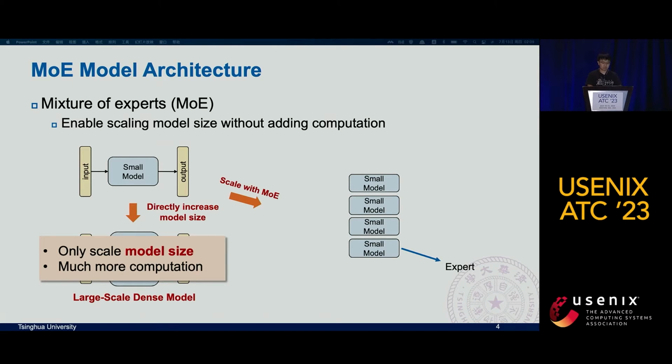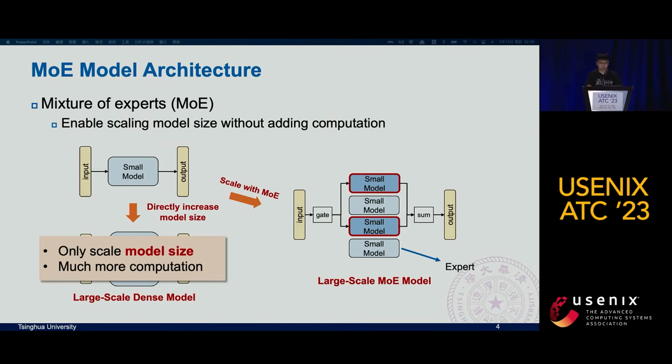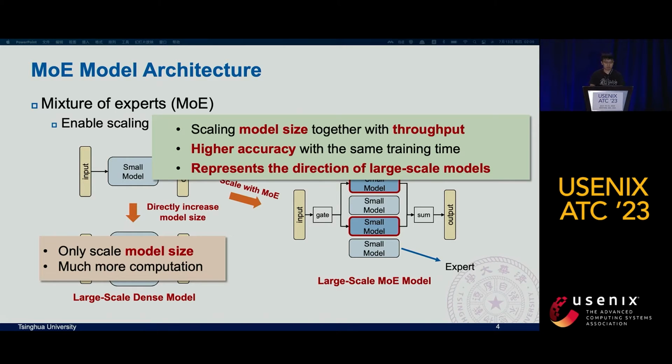The original small model is considered as an expert subnetwork, and the large model consists of many such experts. During the training process, a gating network activates only a subset of the experts, preventing an increase in computation. As a result, by employing MoE, we can scale model size together with throughput, which means we can get higher accuracy within the same training time. So we believe that MoE represents the direction of large-scale models.